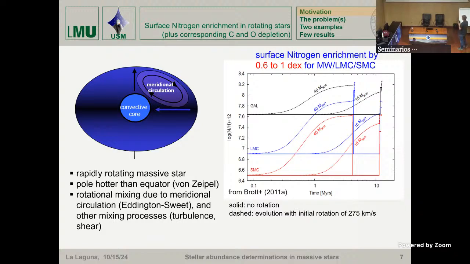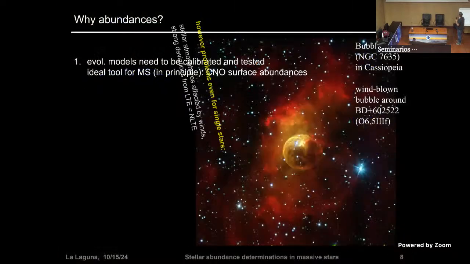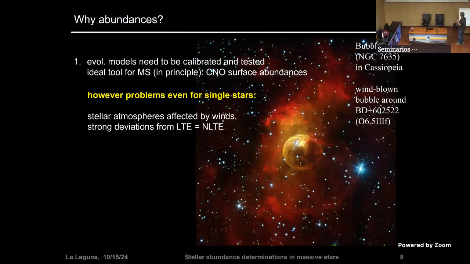And if there is no rotation at all, then nothing is happening through the complete main sequence, and only during the first red drop in this red supergiant phase is this material then brought to the surface. So these are predictions, and we might use them for calibrating our evolutionary models.